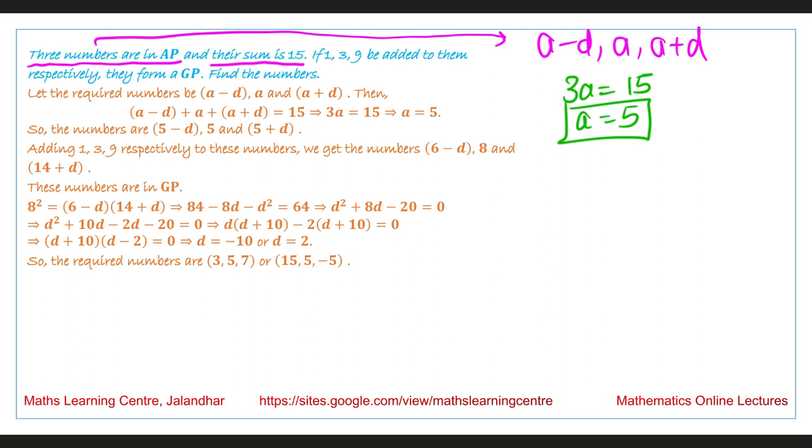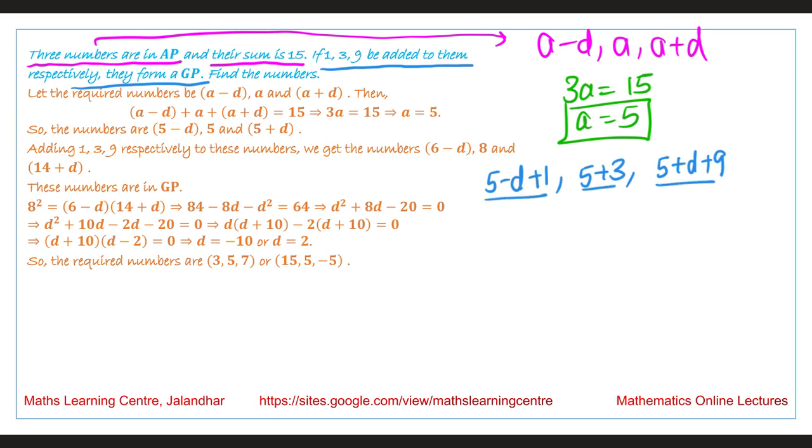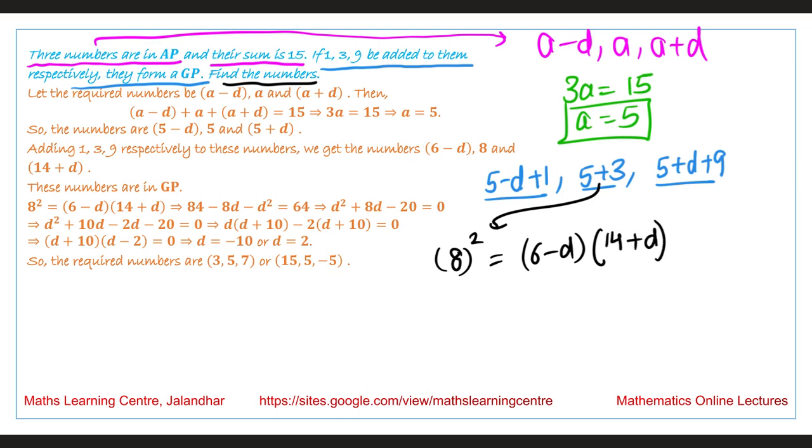The next thing given to us is, if 1, 3 and 9 are added to them, they form a GP. So we have 5 minus d plus 1, then 5 plus 3, then 5 plus d plus 9. These three numbers form a GP, and we have to find these numbers. So what we have is 8 square is equal to (6 minus d) into (14 plus d).